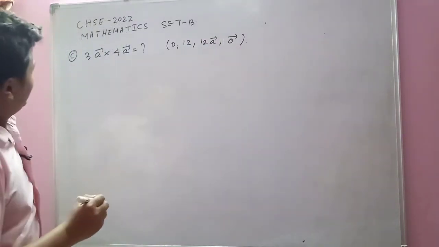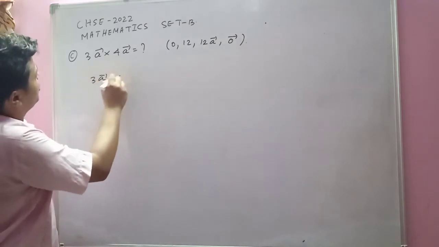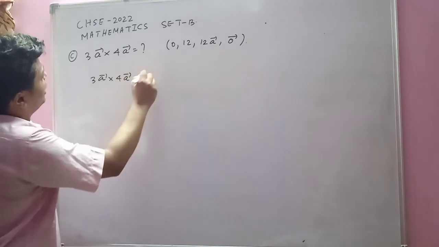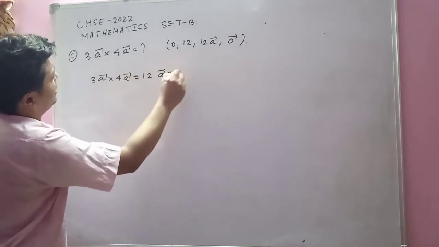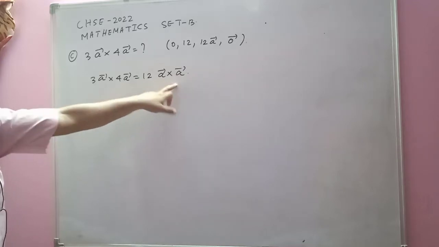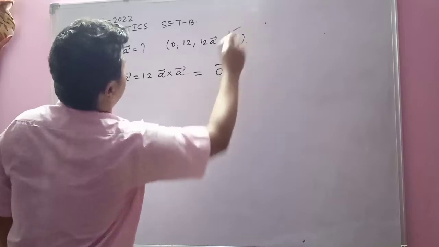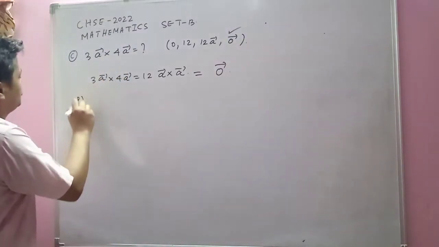This exercise is very easy. 3a bar cross 4a bar, that is equal to 12 a bar cross a bar. We all know the cross product of a vector with itself is equal to the null vector. So the answer is this. Now come to question number D.